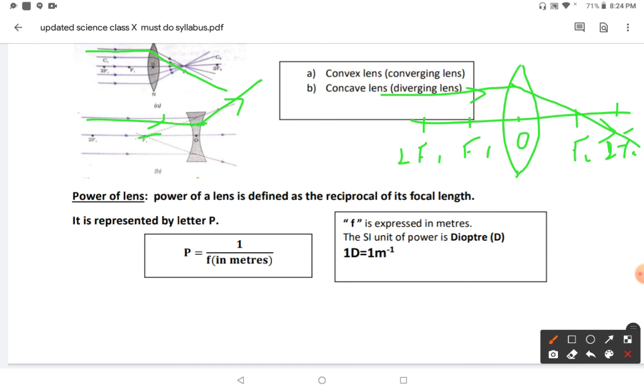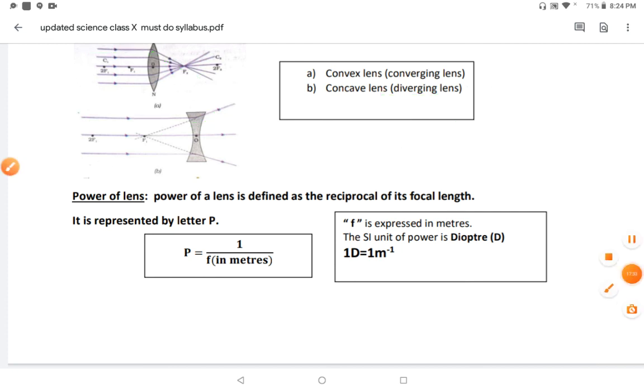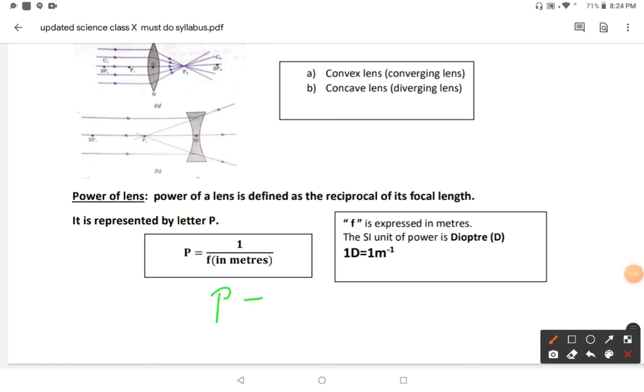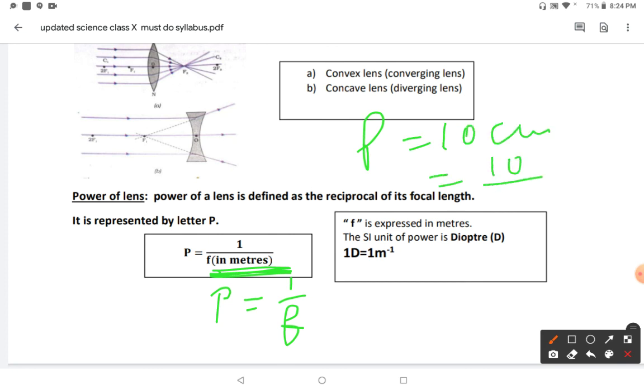And the last topic in this chapter is the power of a lens. Power of a lens is defined as the reciprocal of the focal length, meaning P equals 1 upon F. But the main thing you have to remember is that F should always be in meters. For example, if in the question the focal length is given as 10 centimeters, you have to convert 10 centimeters into meters. 1 meter equals 100 centimeters, so 1 centimeter equals 1 upon 100. So its value will be 0.1 meter. F is always expressed in meters.